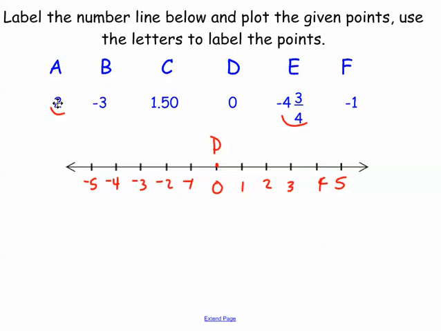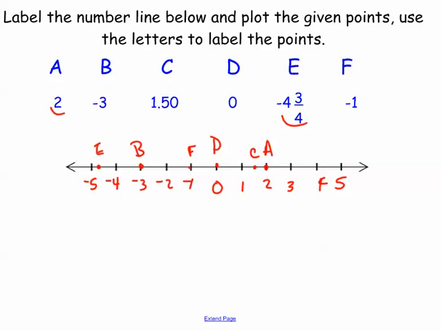So let's see where everything belongs. A was 2, -3 was B, 1.5, so that's right between here, so that's C. I already have my 0. -4 3/4 means I'm almost close to -5. So be really careful with that. This is where -4 3/4 would be. It's almost close to -5, not here. Be careful with that, okay? And then -1 would be here, F.